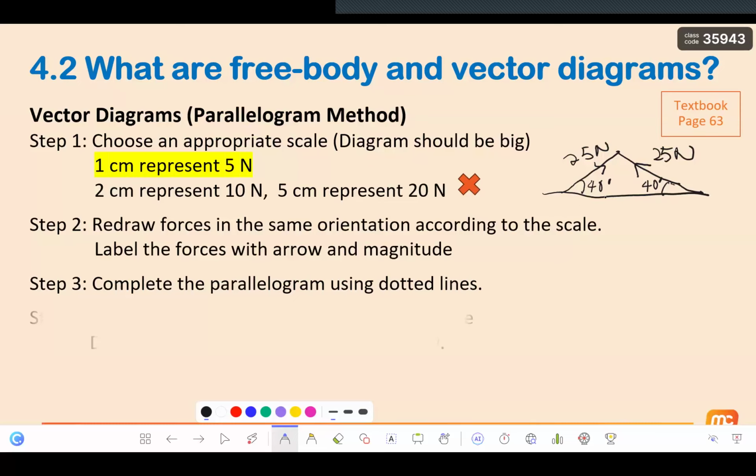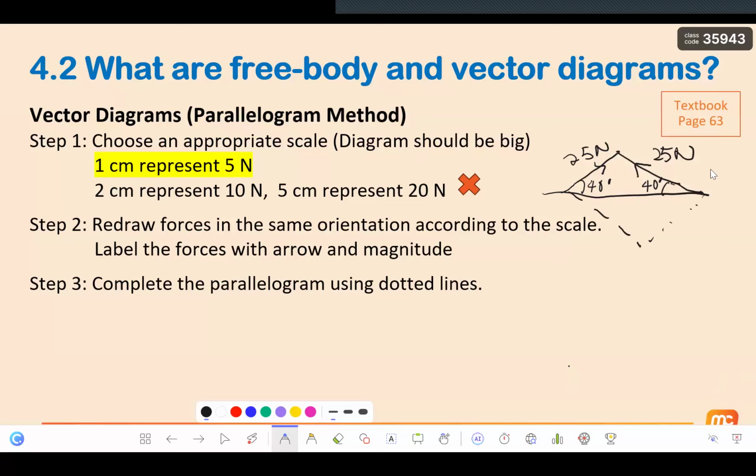Okay, then next I know that my resultant force will be upwards. Okay, so how do I do it? I complete my parallelogram, using dotted lines because parallelograms are not real forces. So I complete it using dotted lines. Later on, I'll show you the final product.